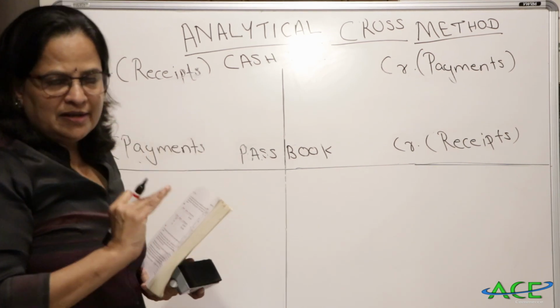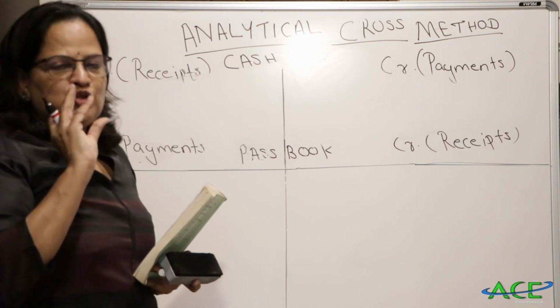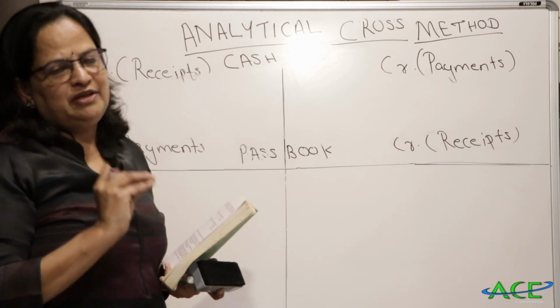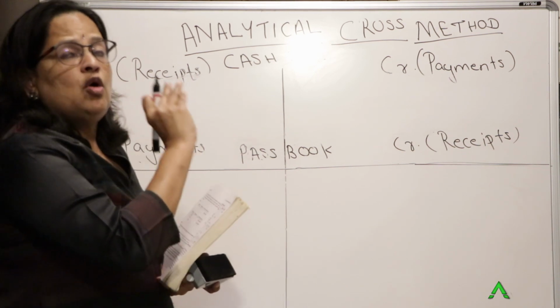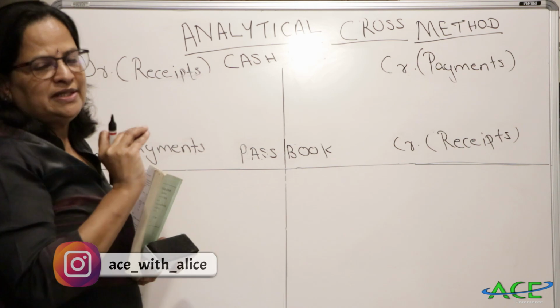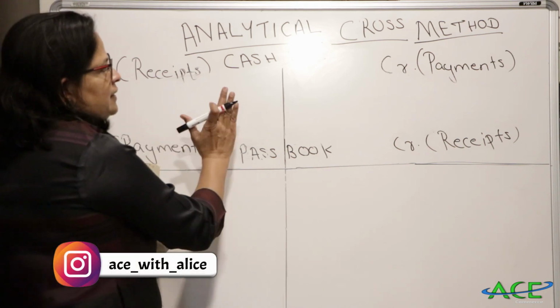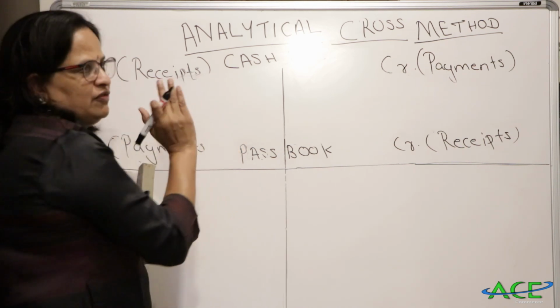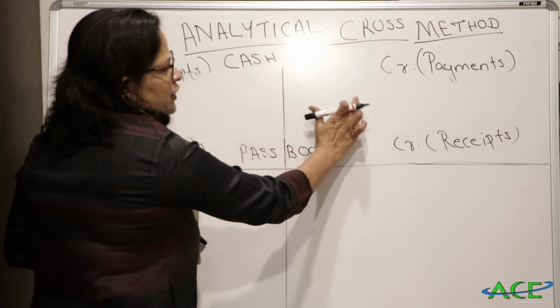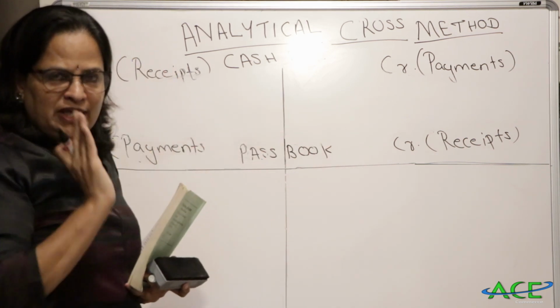Whereas if it is undercast, meaning the actual value is 1000 but by mistake we write a lesser value, 100, then you have to write on the opposite side. For example, if it is stated that the debit side of the cash book is undercast by 100, then you have to write 100 on the opposite side. This is the only thing you have to remember.